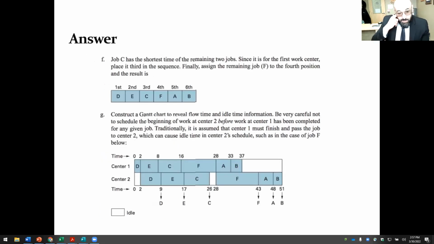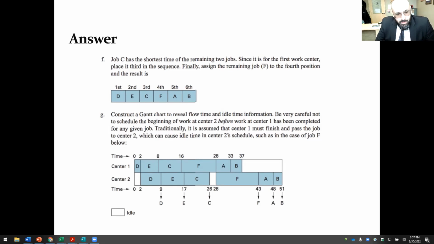So that's the sequence. Now we need to build a Gantt chart or something similar to look at the idle time. In work center 1, we will have D, E, C, F, A, and B. We need to consider the time for each one of them. D will take 2 days, and then E will start on day 2 and finish on day 8, because there are 6 days of processing time, and so on.